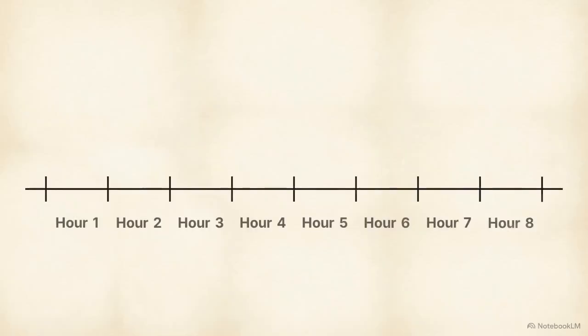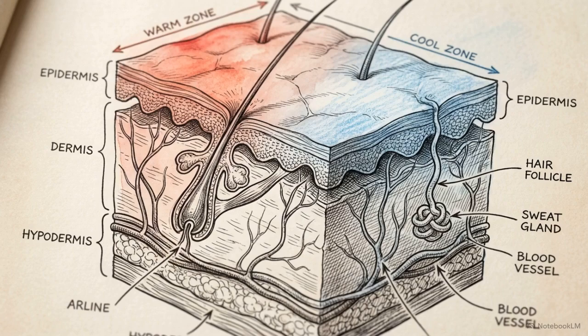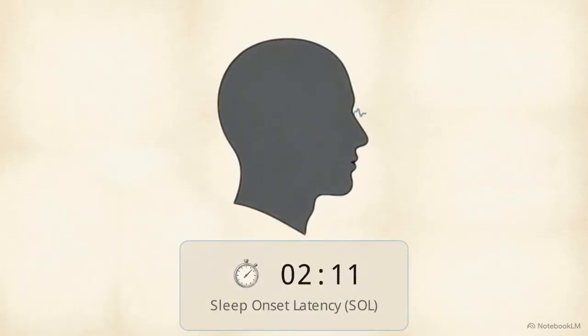To understand how this system operates, we will map this 8-hour architecture chronologically, from the initial transition to the final waking breath. We begin by examining the precise thermoregulatory triggers that dictate sleep onset latency. Sleep onset latency, or SOL, is the exact duration of time it takes a subject to transition from full wakefulness into the first stage of sleep.